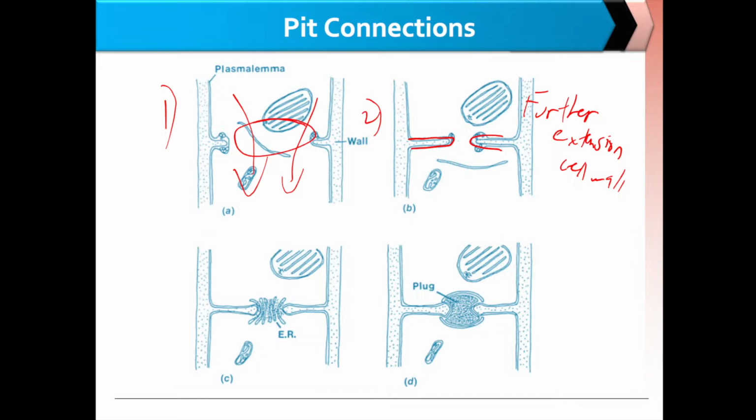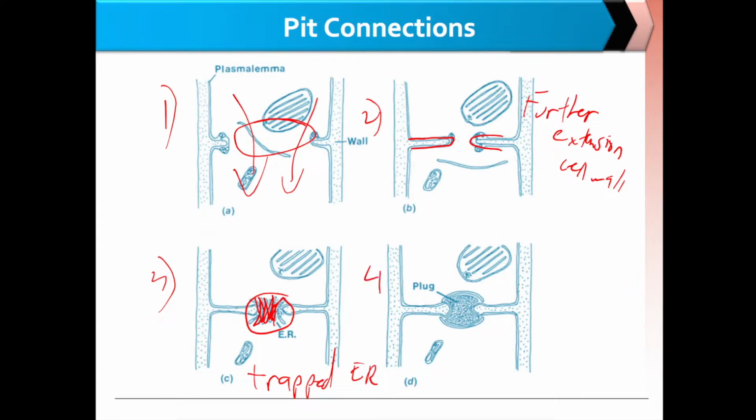Sa inyong pangalawang form. Yung pangatlong form is yung may tinatawag na tayong, kung makikita nyo, ito yung kanyang ER or yung kanyang endoplasmic reticulum and para siyang na-trap dun sa gitna. So that is the trapped ER or trapped endoplasmic reticulum. So yan yung pangatlong form.